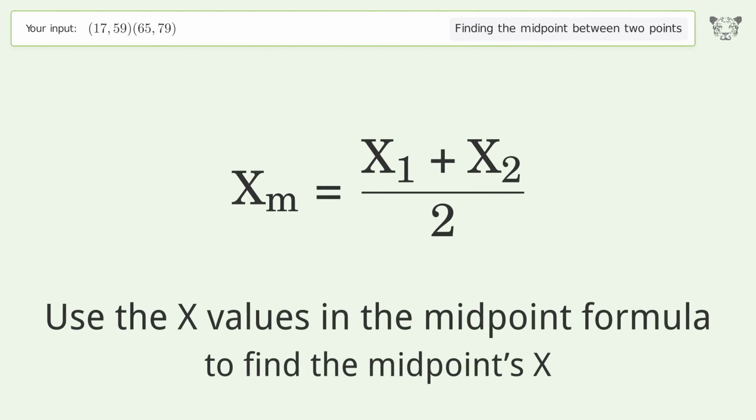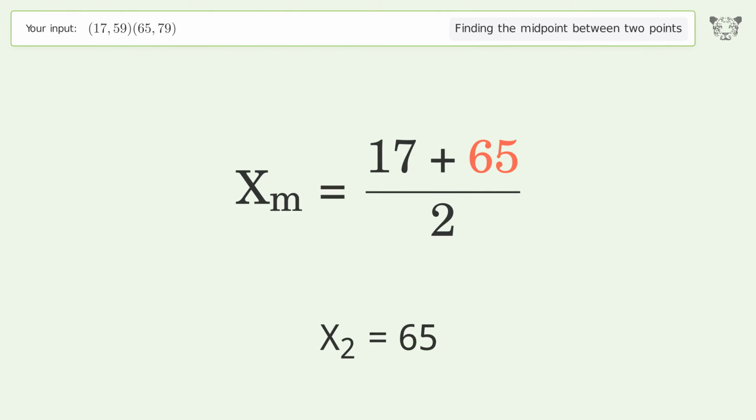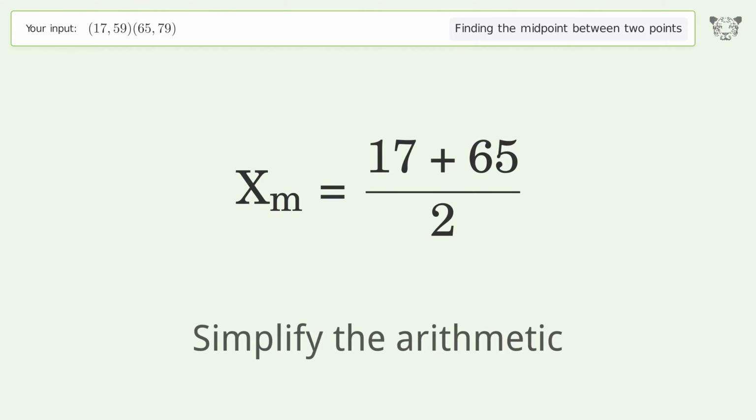Use the x values in the midpoint formula to find the midpoint's x. x1 equals 17. x2 equals 65. Simplify the arithmetic.